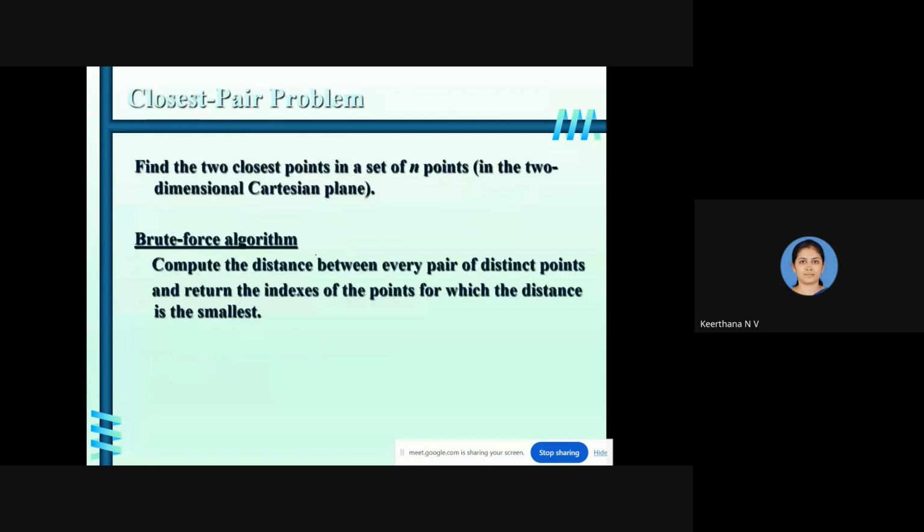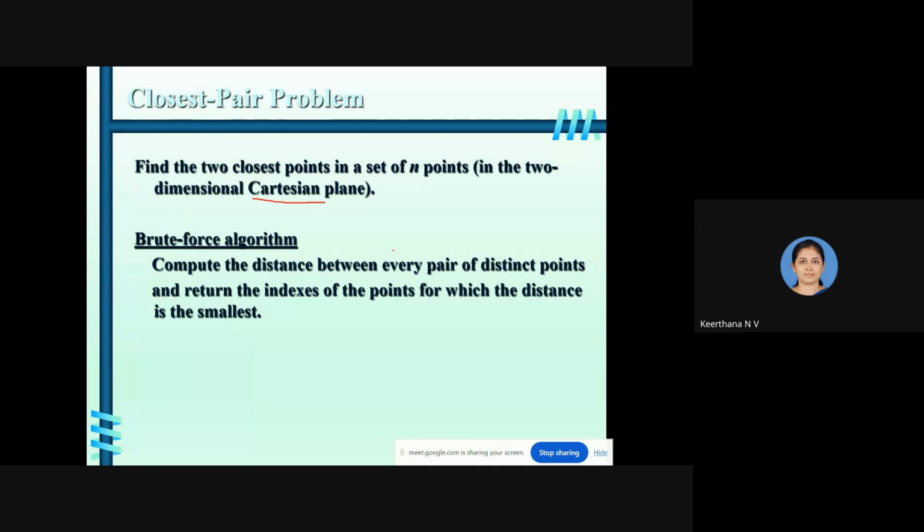So the next thing is the closest pair problem. If you plot any points in a graph, these are considered closest points or farthest points in the graph. That can be found using a brute force algorithm. If you place any 2 points in a graph, it is represented as a Cartesian plane, mostly called a two-dimensional Cartesian plane. Those 2 points can be found using a brute force approach.